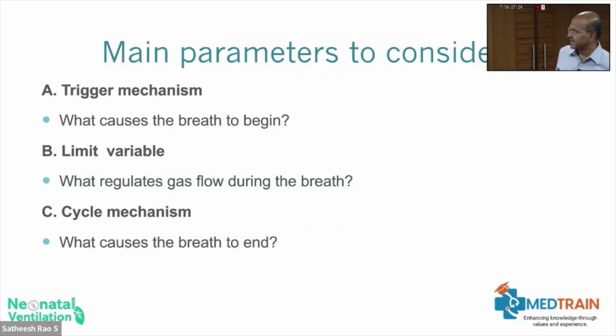So we have the trigger mechanism, which is what causes the breath to begin. Then we have the limit variable, which is the one that regulates the gas flow during the breath, and the cycle mechanism, which causes the breath to end. Limit variable, mostly it's pressure. In volume guarantee, it's the tidal volume that's achieved, and it takes the pressure that is needed for that. For the trigger mechanism, most of us use the flow sensor and the flow trigger. The proximal trigger is not the ideal option. And the cycle mechanism is mostly inspiratory time in regular ventilation, but in pressure support ventilation, we have the flow itself. When it drops to say 20% or 15%, it cuts off at that level.